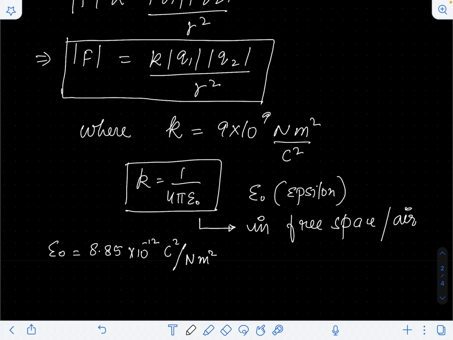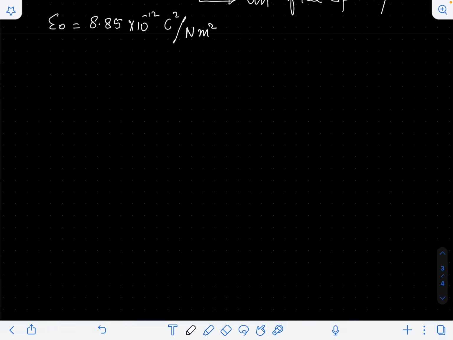There are a few more very important properties of this Coulomb force, but before that, we will discuss how we can use this formula in the numericals. It is a very important result, we will keep it in mind. So let's discuss a few examples.